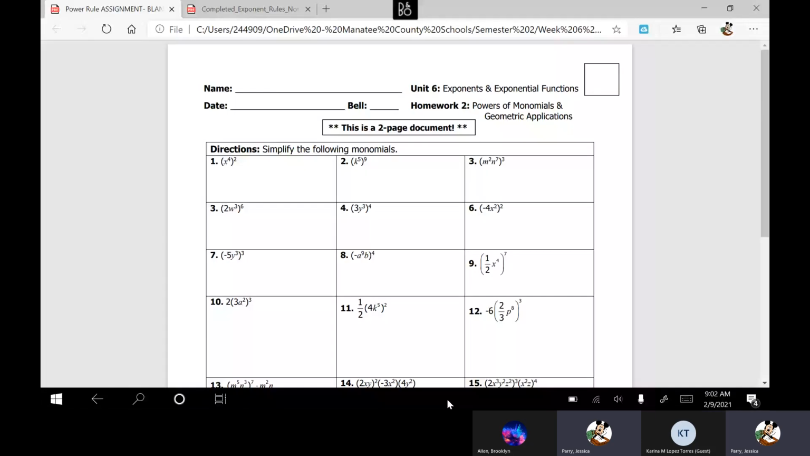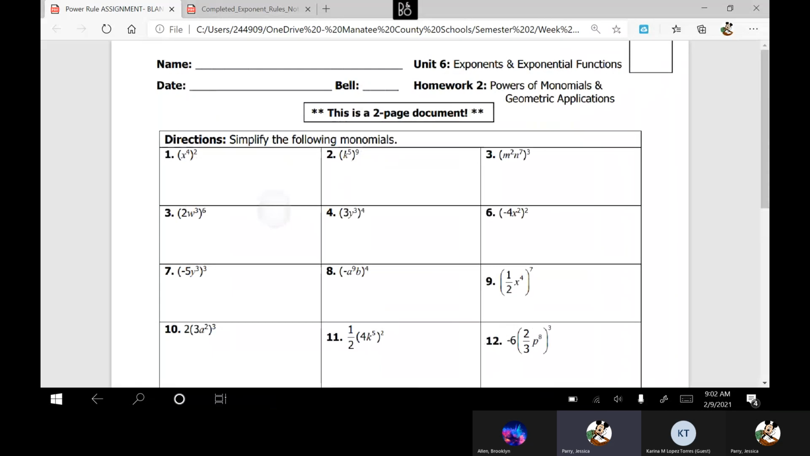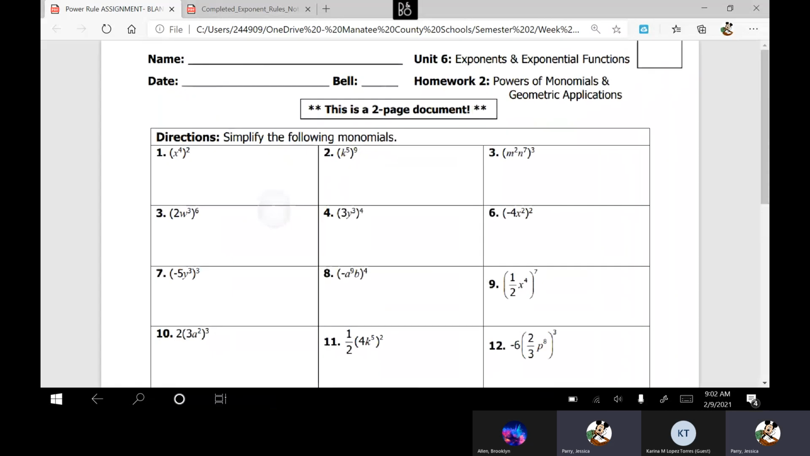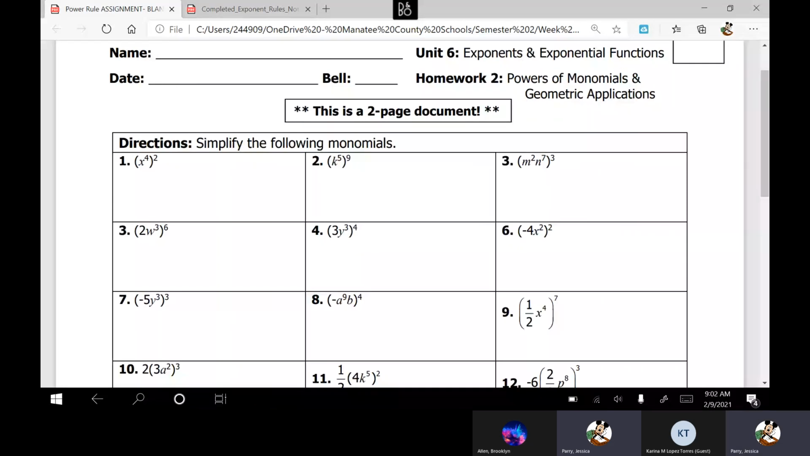So today, this is our assignment for power of a power, the power rule assignment. I'll tell you at the end exactly which questions you are working on. But we did our notes yesterday on this. So if you didn't get the notes on this, please go back and watch that video so you understand exactly a little bit more what we're doing here. But I'm just going to do a little bit as a reminder today, or extra practice if you needed more. Our directions say, simplify the following monomials.